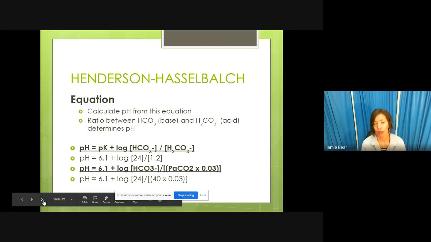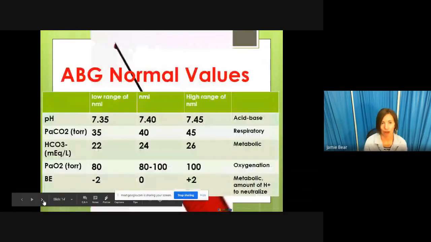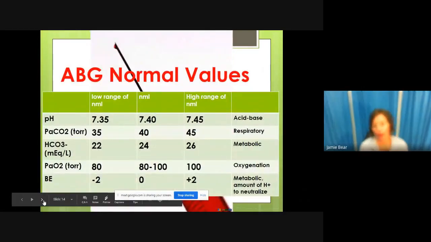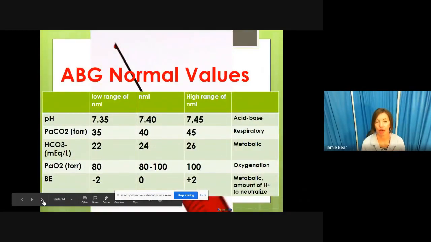And so when we put in all of our values, it's pH equals 6.1, the dissociation constant, plus the log function of our normal bicarbonate level, 24, over 1.2, which is our PaCO2 times its solubility coefficient. And when we put that into our calculators, we should get 7.4 as the pH level. So normal values when we're looking at arterial blood gases, the pH will be in a range of 7.35 to 7.45, normal being 7.40. And this will tell us the acid-base status of our patient.